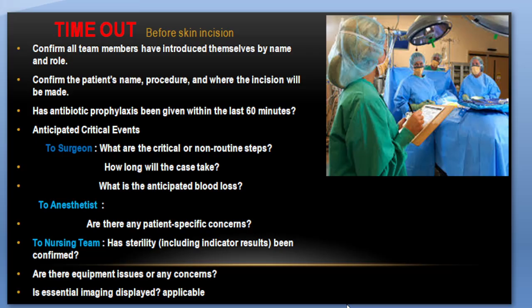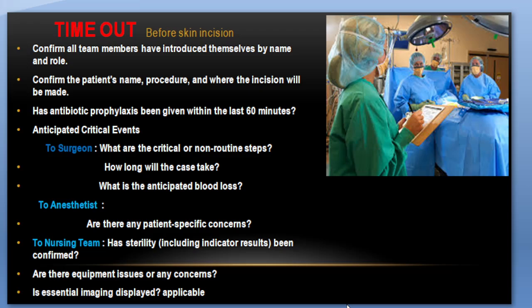He has to confirm. The next thing is, has antibiotic prophylaxis been given within the last 60 minutes? The nursing officers going through the timeout procedure should ask the anesthetist whether antibiotics were given prior to the surgery, at least within the last 60 minutes. We have to confirm because we have to avoid infection. That's why we give antibiotics within 60 minutes before the surgery. That is what we call prophylactic antibiotics.